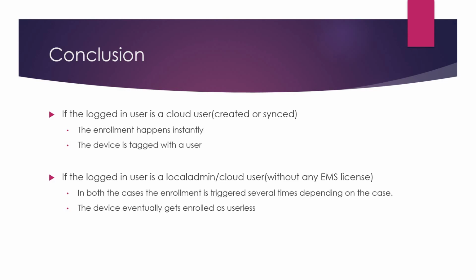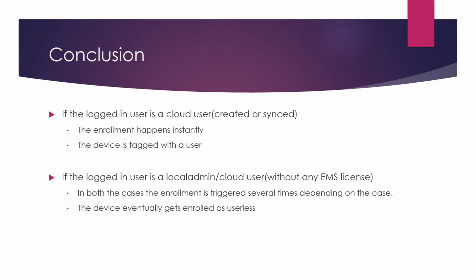The device gets tagged with a user, so the enrollment will happen in the first attempt itself. And once the enrollment is done, when we go into the Intune portal, we'll be able to see the UPN of the user that was used to enroll the device.